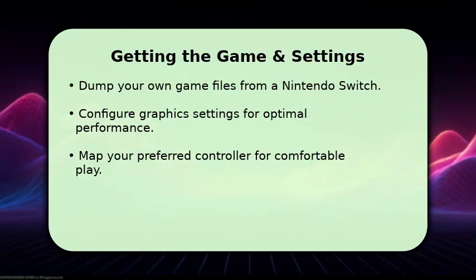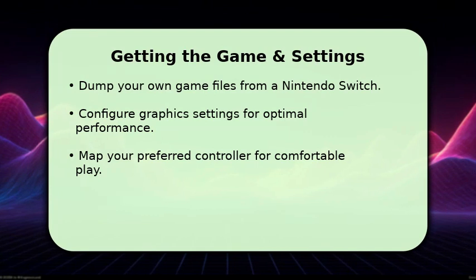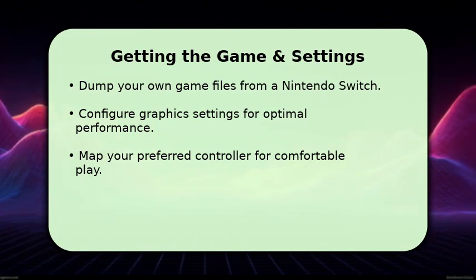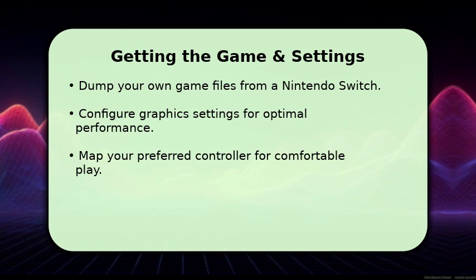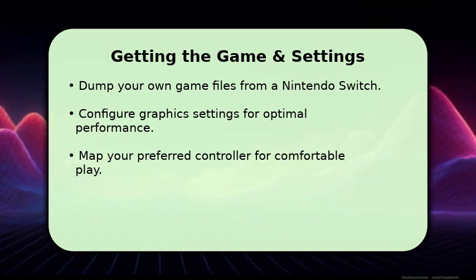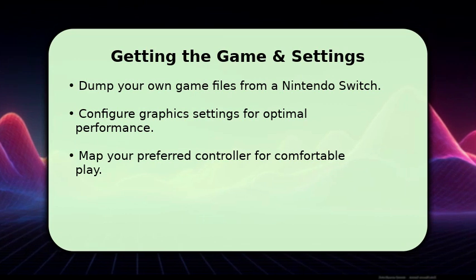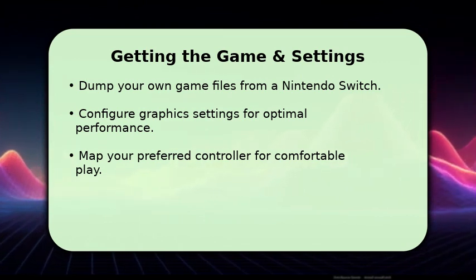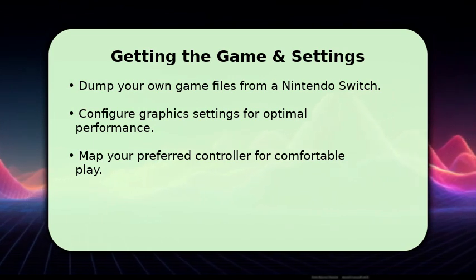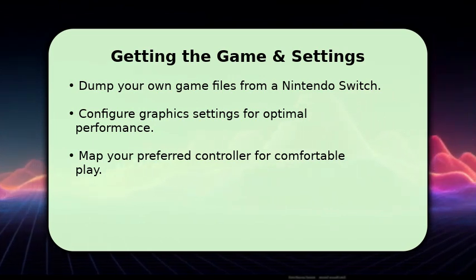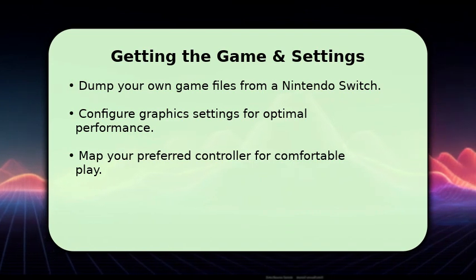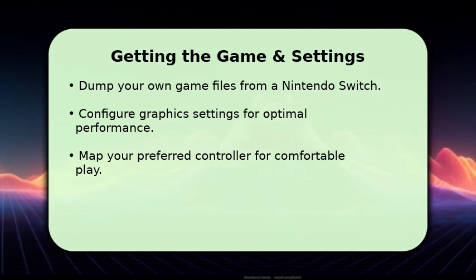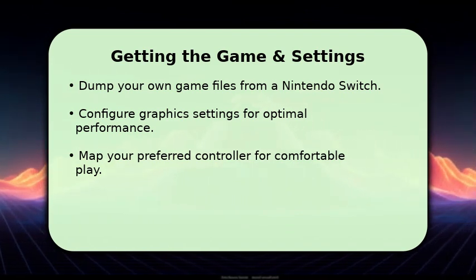Once your emulator is set up, you'll need the game itself. The most legitimate way is to dump your own game files from a physical or digital copy you own on a Nintendo Switch. After adding the game, dive into the emulator's settings. Adjust graphics options like resolution and scaling to balance visual quality with performance. Don't forget to map your favorite controller for the best gameplay experience.